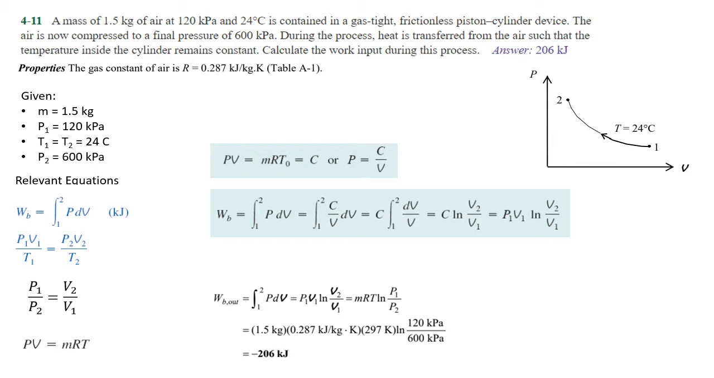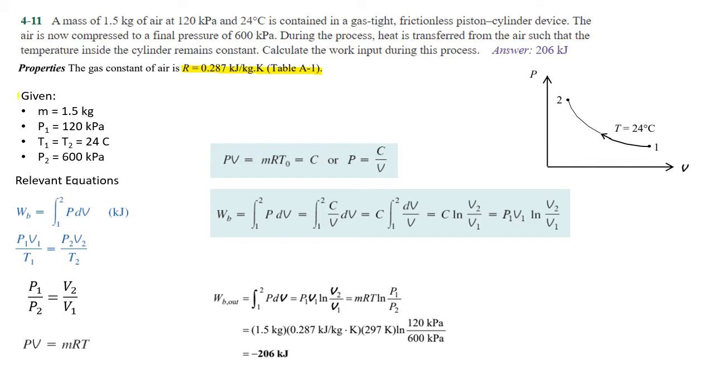So the first thing here is we're going to treat the air as an ideal gas, and so therefore we're going to use the ideal gas equations. What we need is to find the R value to use in the ideal gas equation. We can find that in Table 1. If you look back in the appendix, you'll find it's 0.287 kilojoules per kilogram Kelvin.